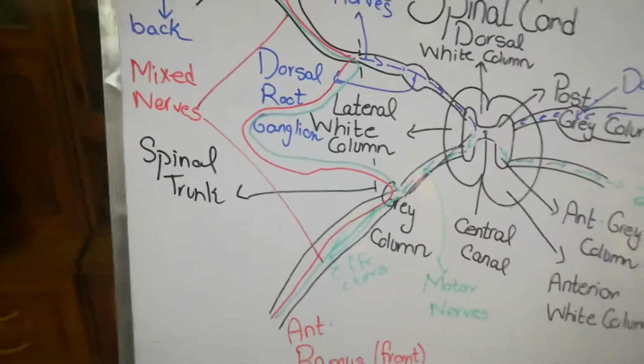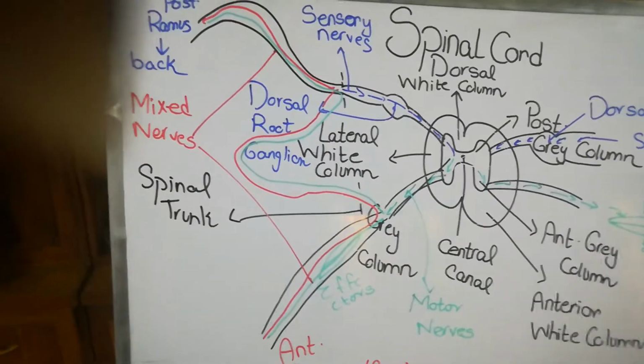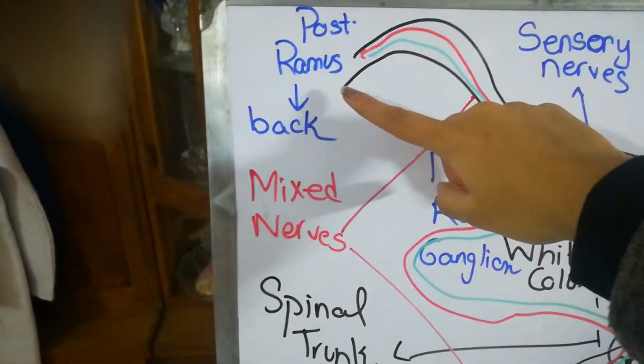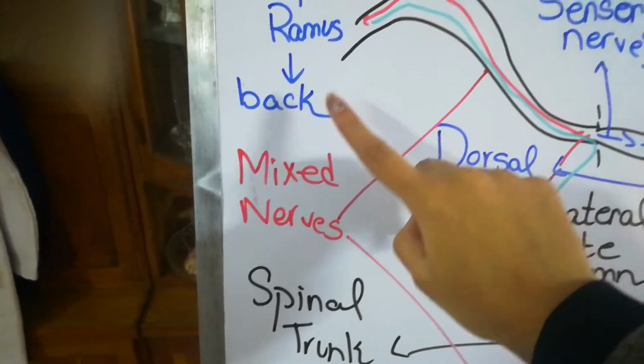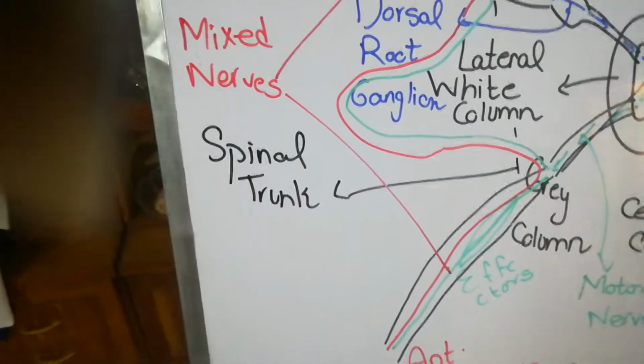Now think about it. We know the posterior ramus's main function is to supply the skin of our back and the muscles of the back. And the anterior and lateral rami supply the muscles of the front and the lateral sides.